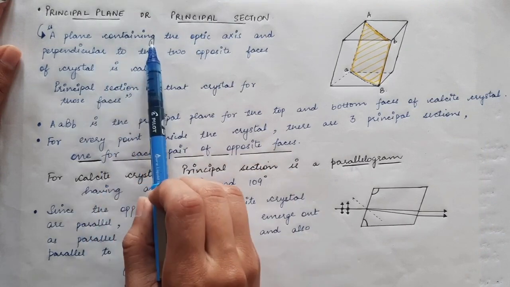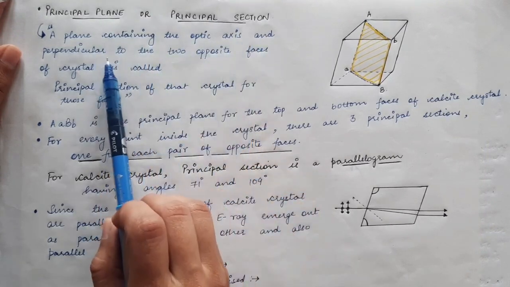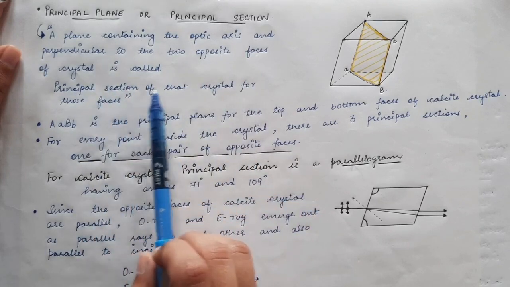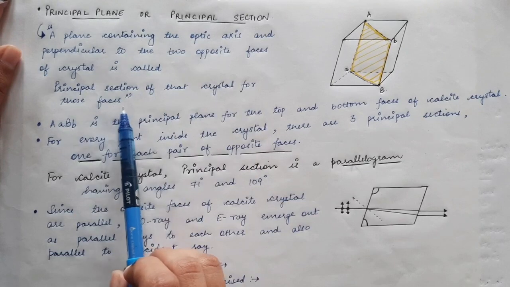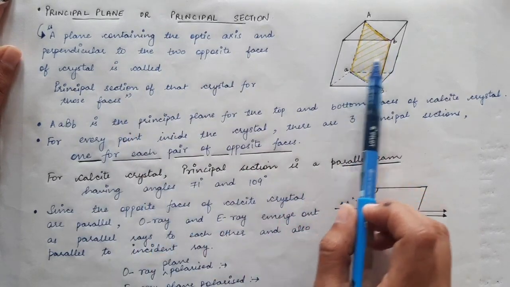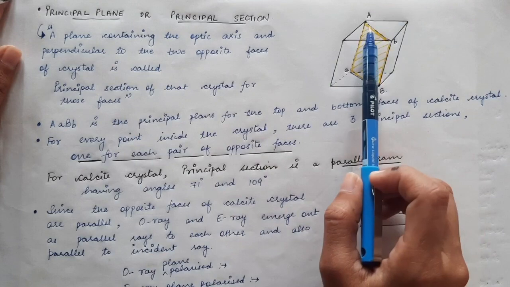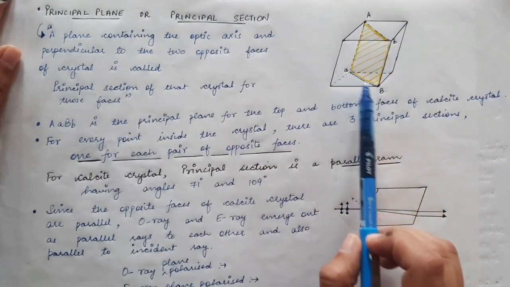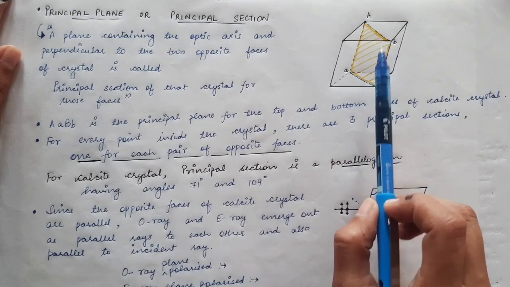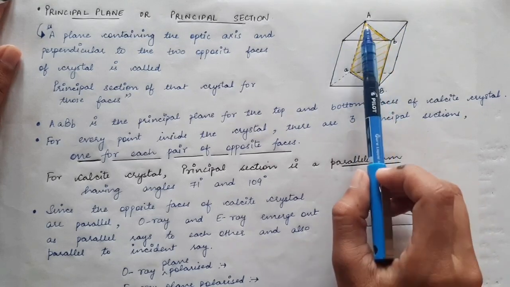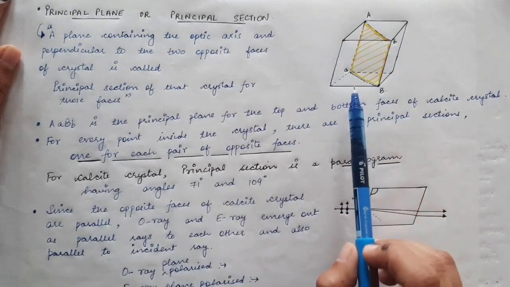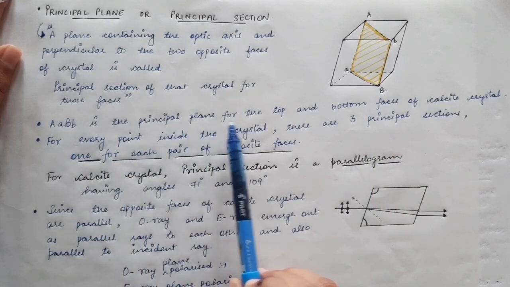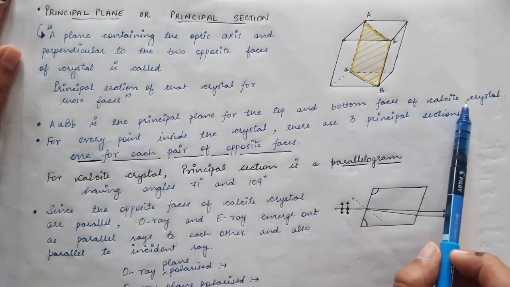So any plane that contains the optic axis and is perpendicular to the two opposite faces of the crystal is called the principal section of that crystal for those two faces. This plane which I have drawn, A, small a, capital B and small b, is the principal section for these two faces, one at the top and another one at the bottom. So A, B, B is the principal section for the top and bottom faces of the calcite crystal.